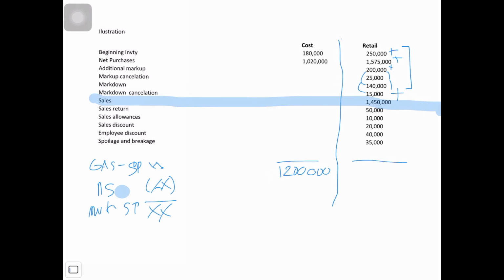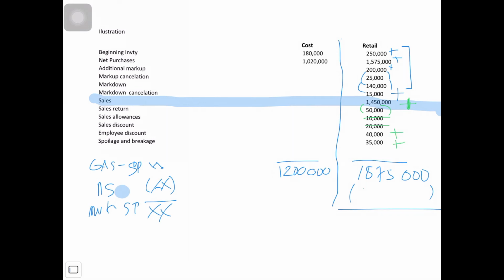So, how much is it all together, guys? 250 plus 1,575 plus 200 minus 25 minus 140 plus 15. So, it is 1,875,000. And now, deduct the net sales. How much is our net sales, guys? Sales is added. Sales return is deducted. Sales allowance, no effect. Sales discount, no effect. Employee discount is added.